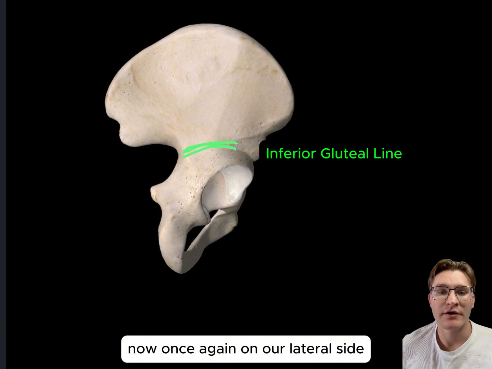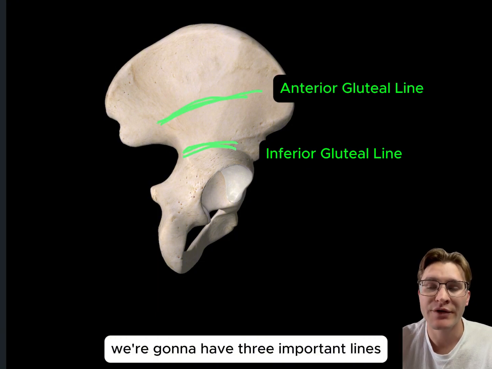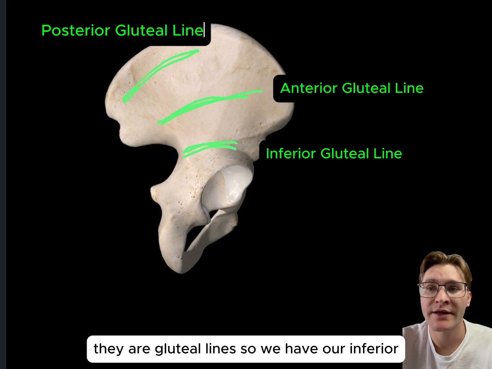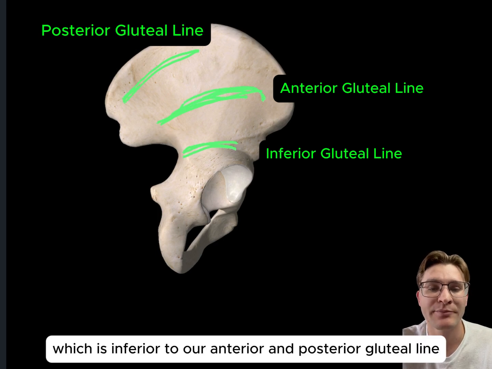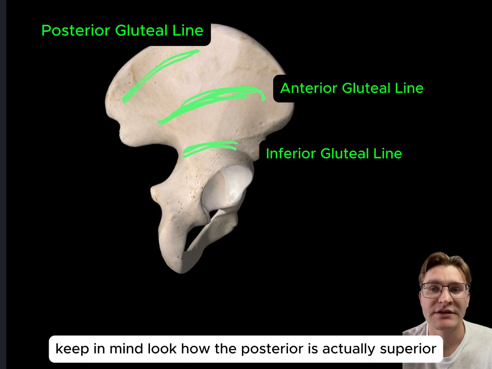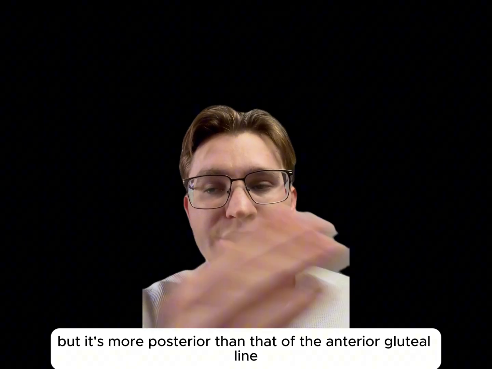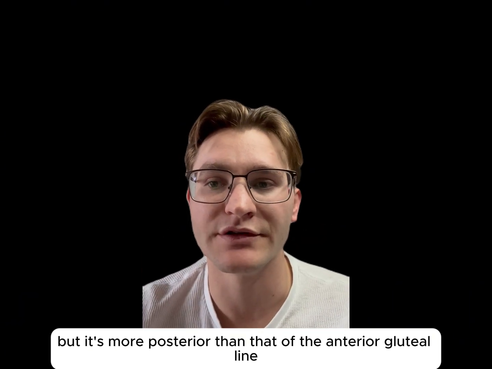Now, once again, on our lateral side, we're going to have three important lines. There are gluteal lines. So we have our inferior, which is inferior to our anterior and posterior gluteal line. Keep in mind, look how the posterior is actually superior, but it's more posterior than that of the anterior gluteal line.